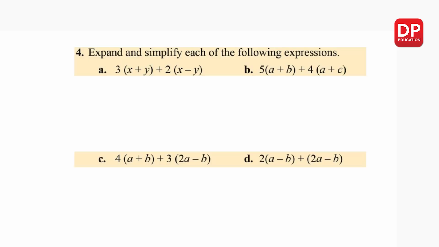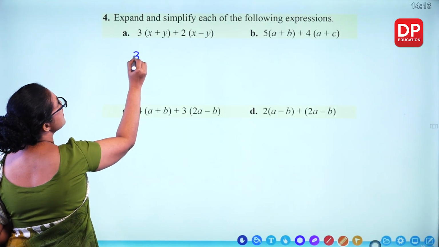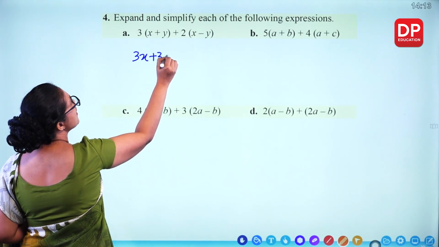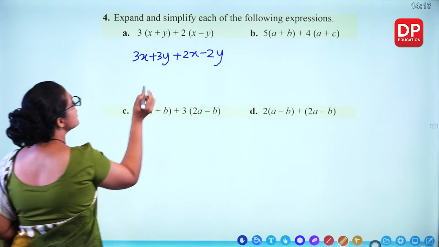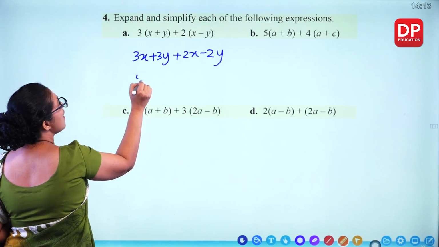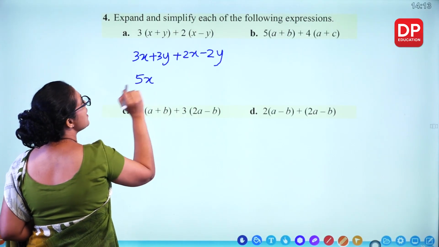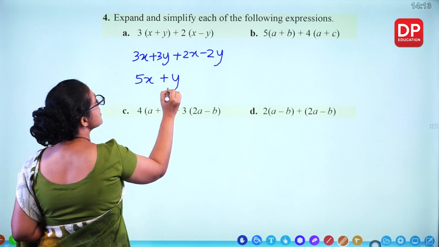Expand and simplify each of the following expressions. First expand this. 3x plus 3y. Here you get 2x minus 2y. Now simplify like terms. 5x. 3y and minus 2y, that's plus 1y.